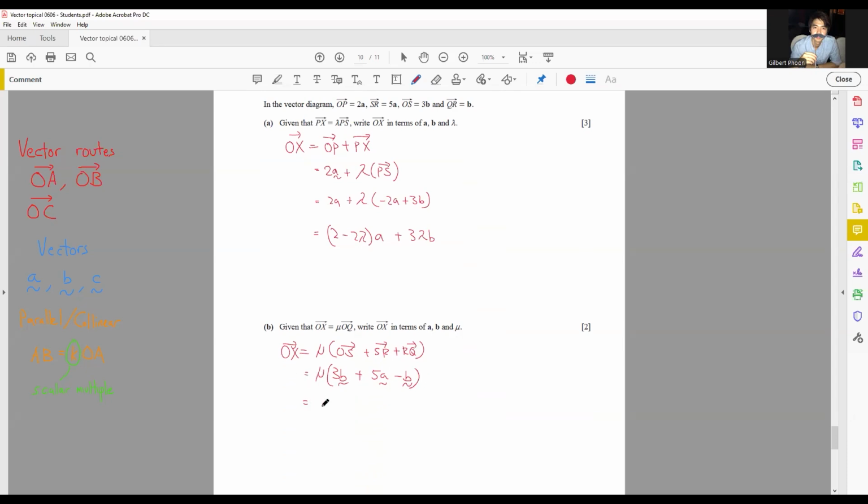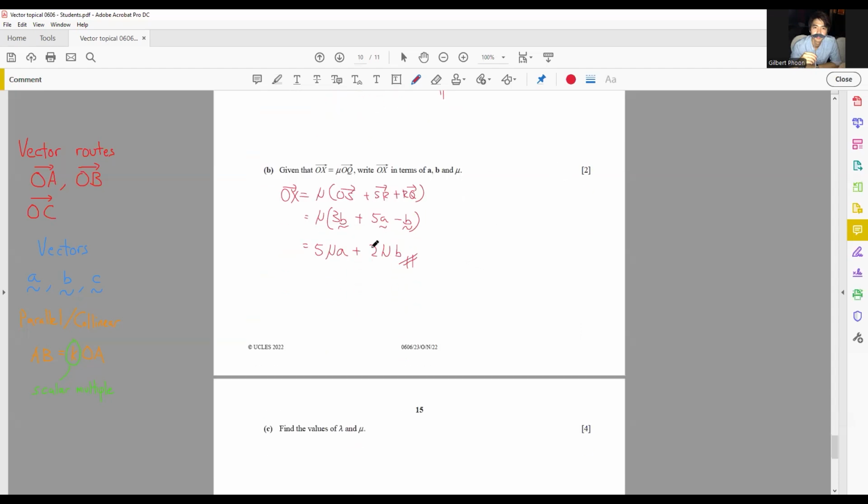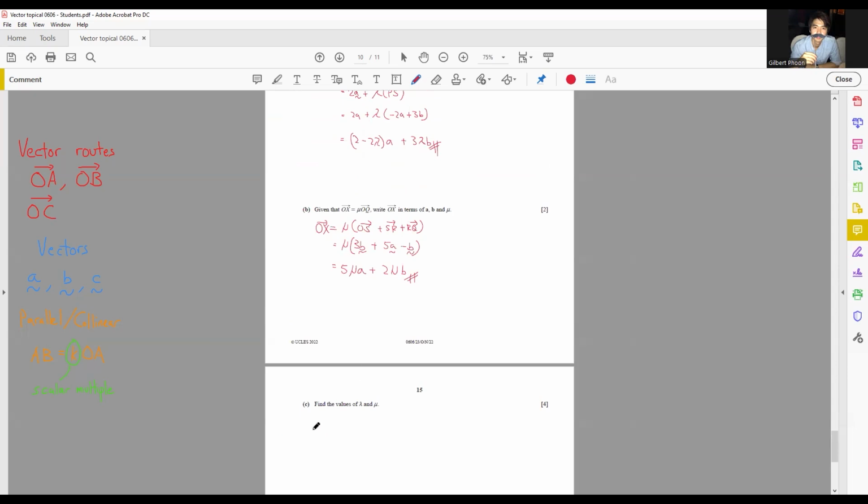Finally, this will simplify to 2b times mu, so it's therefore plus 5a, 5 mu a. So it's 5 mu a plus 2 mu b, like so. Okay, then that's it. This is also OX. The next question is definitely going to ask you to solve for mu and lambda. So again, we're going to equate the two equations together.